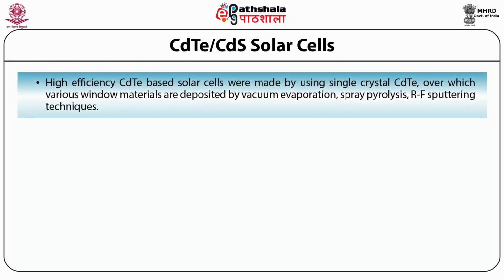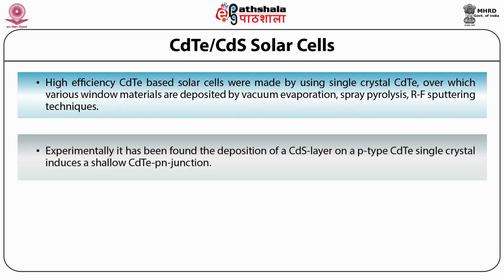Now, the high efficiency cadmium telluride based solar cells were made by using single crystal cadmium telluride, over which various window materials are deposited by vacuum evaporation, spray pyrolysis, and RF sputtering techniques.